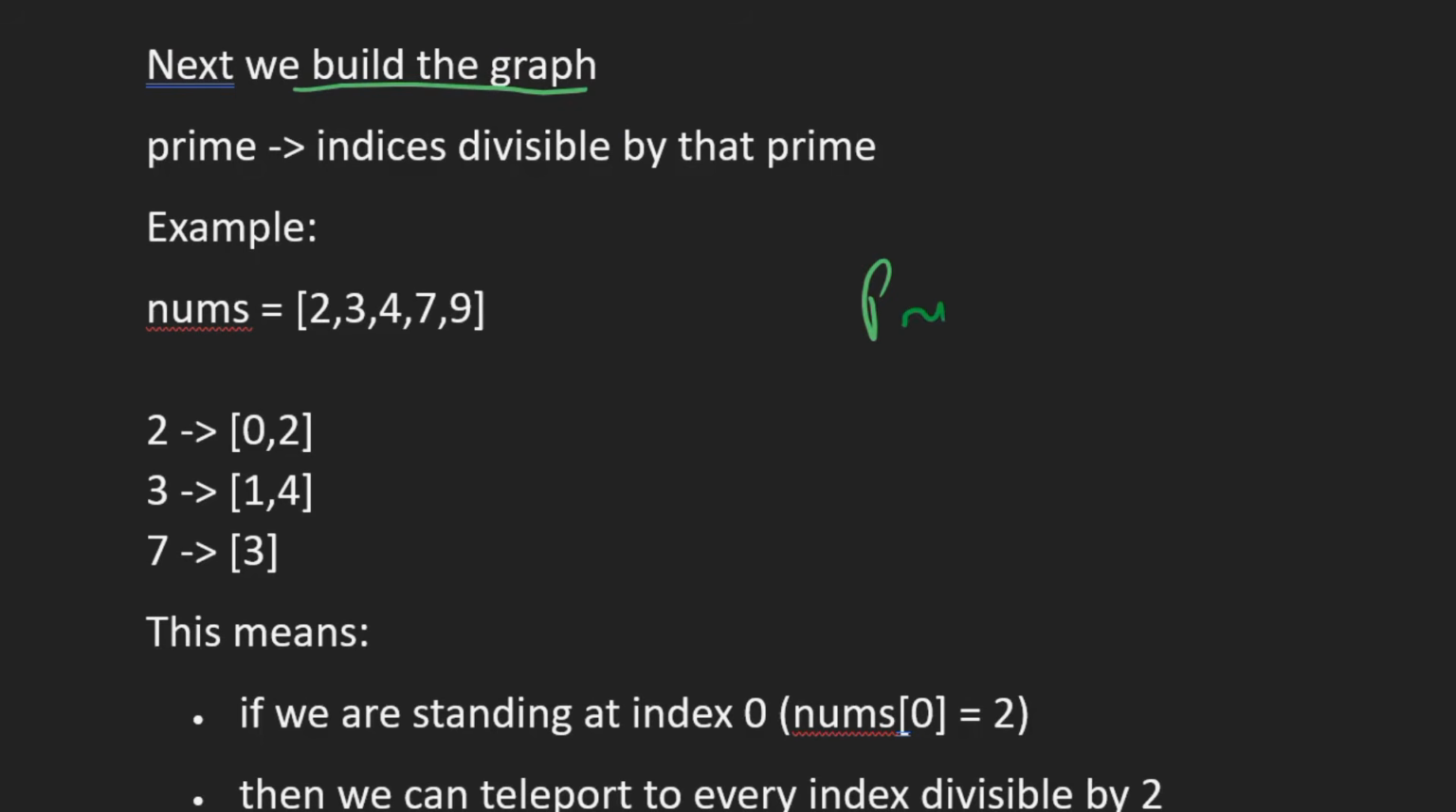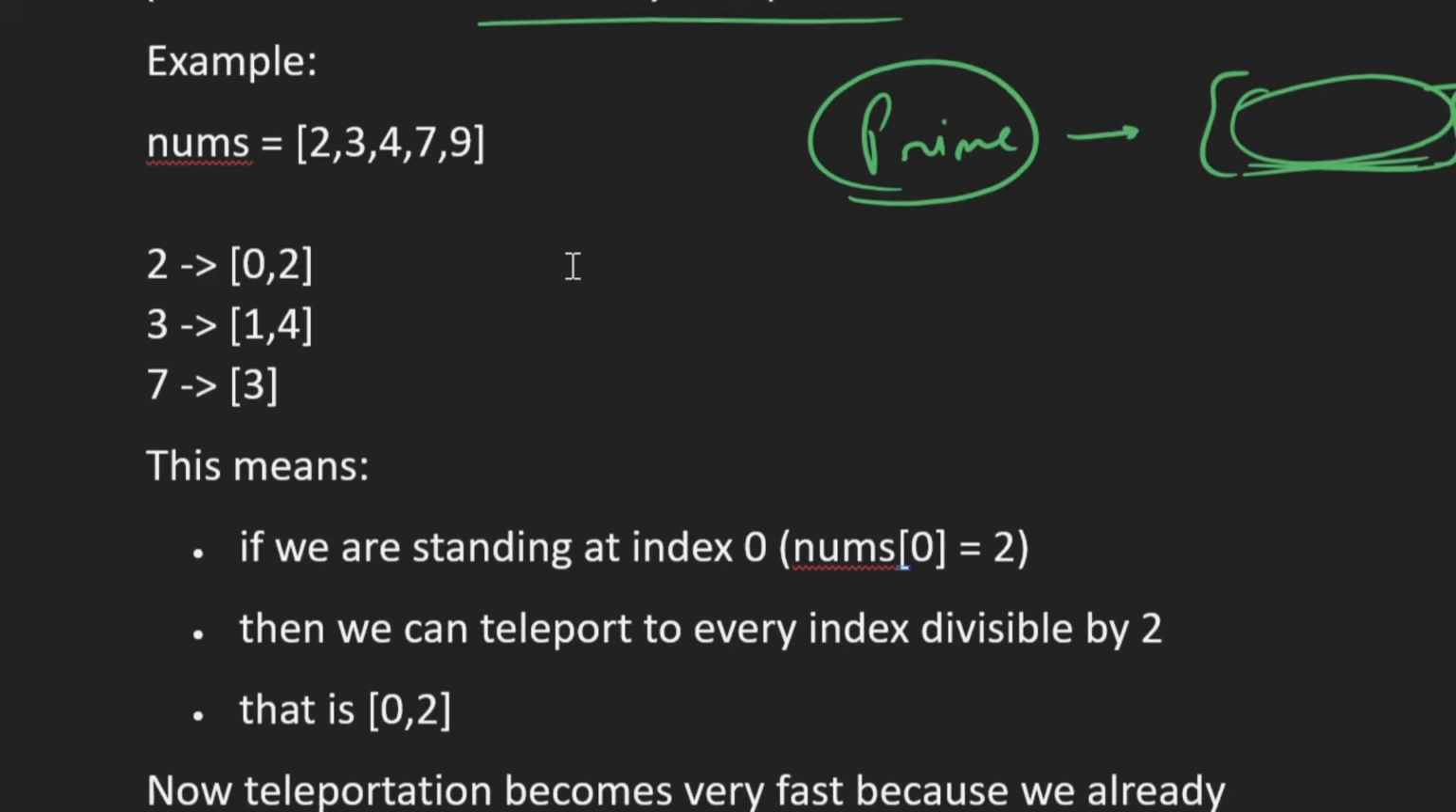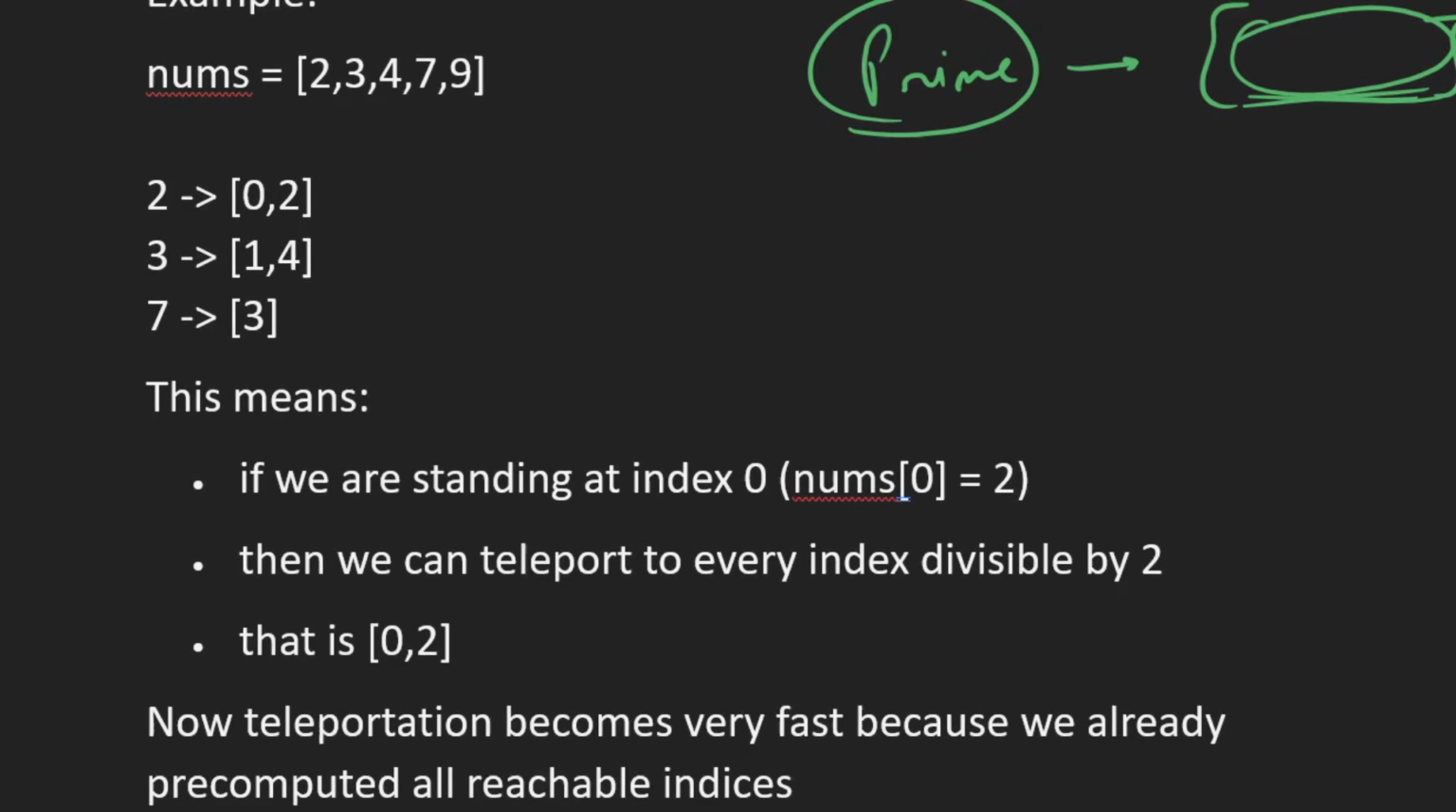That is a prime number and then all the indexes such that the element at those indexes is divisible by that prime number. So let's see this example. We have 2, 3, 4, 7, 9, and then 2. These two indexes are divisible by 2: 0 and 2. For 3, indexes 1 and 4 are divisible. For 7, the third index is divisible.